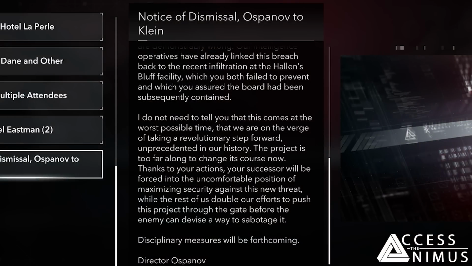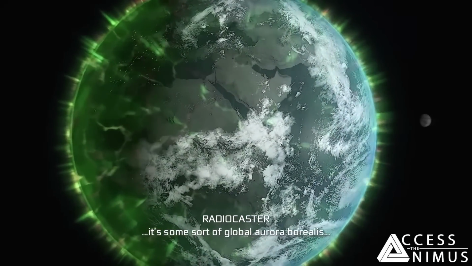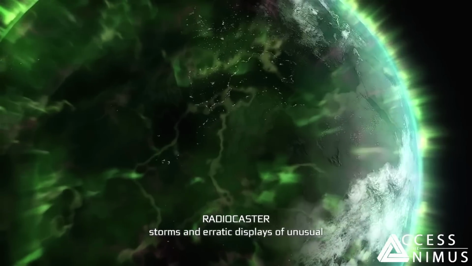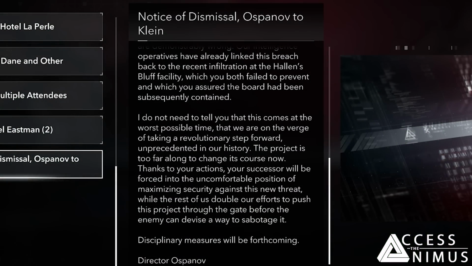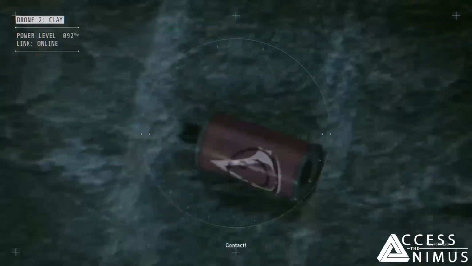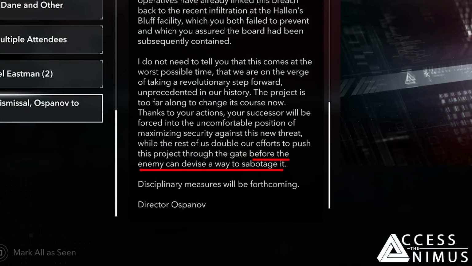And in Ospanov's words, this is the worst time it could happen because the Templars, at the time of Ospanov's writing, are on the verge of taking a revolutionary step forward unprecedented in their history. And at this point, according to Ospanov, the project is too far along to be stopped or for its course to be changed, and thus Abstergo is now on the back foot as well, having to keep on going with the project, not having their main scientists to follow it, and not knowing what the assassins are going to do, where their attack is going to come from, and how they're going to try and sabotage it all.